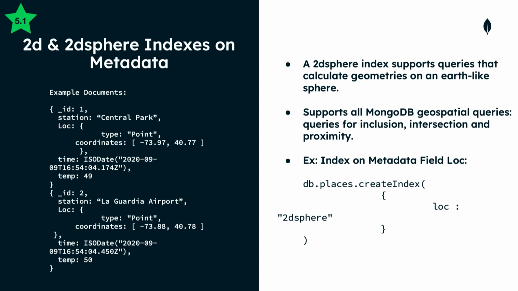And this supports queries that calculate geometries on an Earth-like sphere, or queries for inclusion, intersection, or proximity. In this case, it's a very simple one. My metadata is just the location, and I created the index on location here.